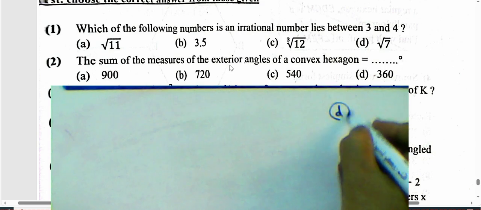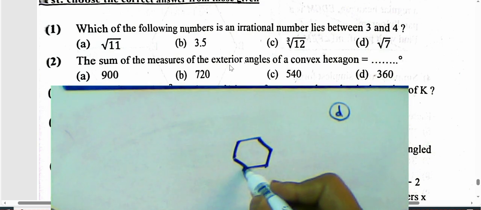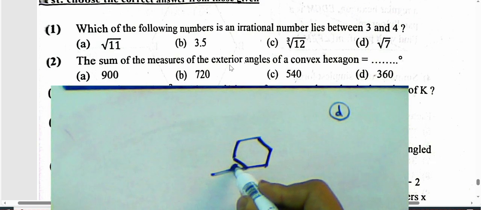If he asked about interior, we can write n minus 2 times 180. But in this example, he asked about the exterior angle. Okay, the answer will be letter D. He wants the exterior angle. Look at here, 1, 2, 3, 4, 5, 6. This angle we call it exterior.